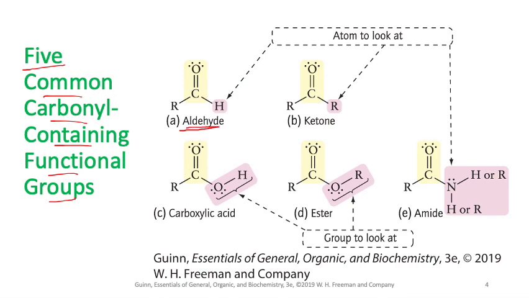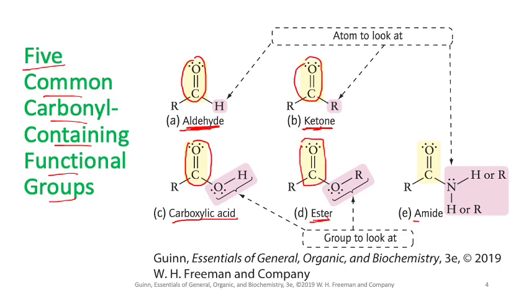The first one we're going to talk about is an aldehyde. If you see, aldehyde has this common group which is a carbonyl group. Then we have ketone. Ketone also has this carbonyl group. Then we have a carboxylic acid, again the same feature. Then we have an ester, same carbonyl group. Then we have an amide, same carbonyl group. So all the functional groups have a common feature, a carbonyl group, right?